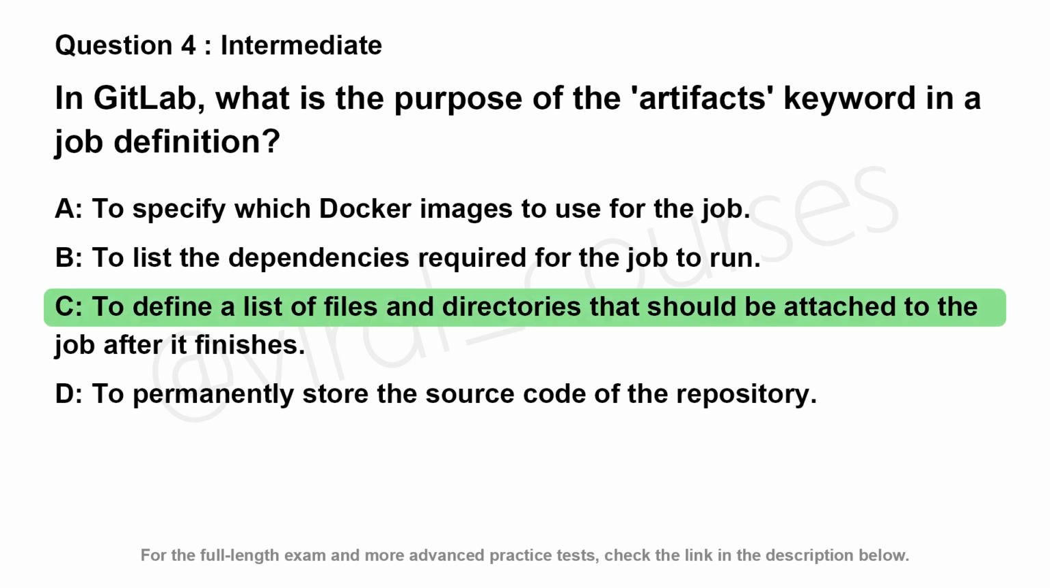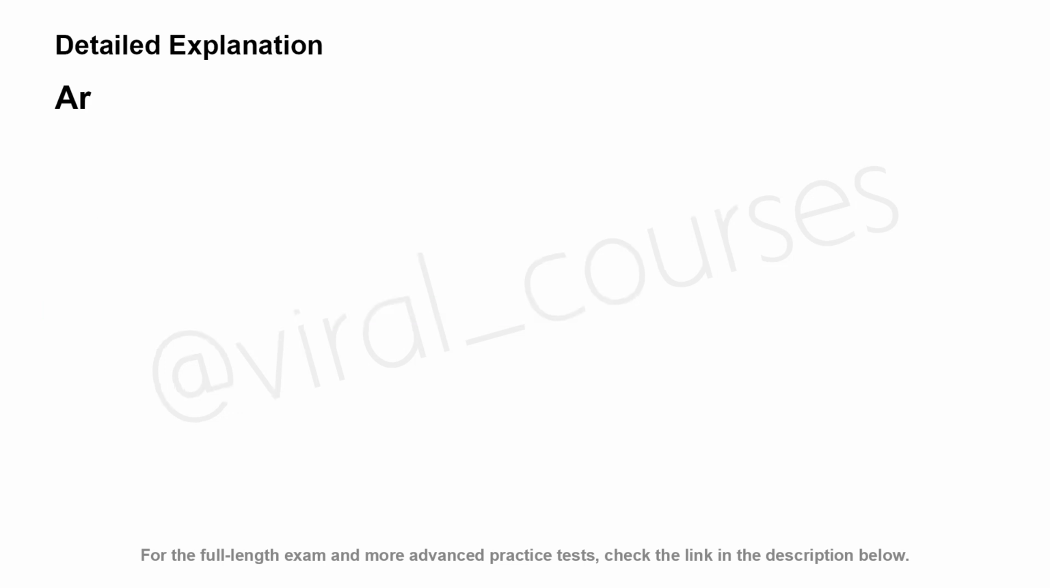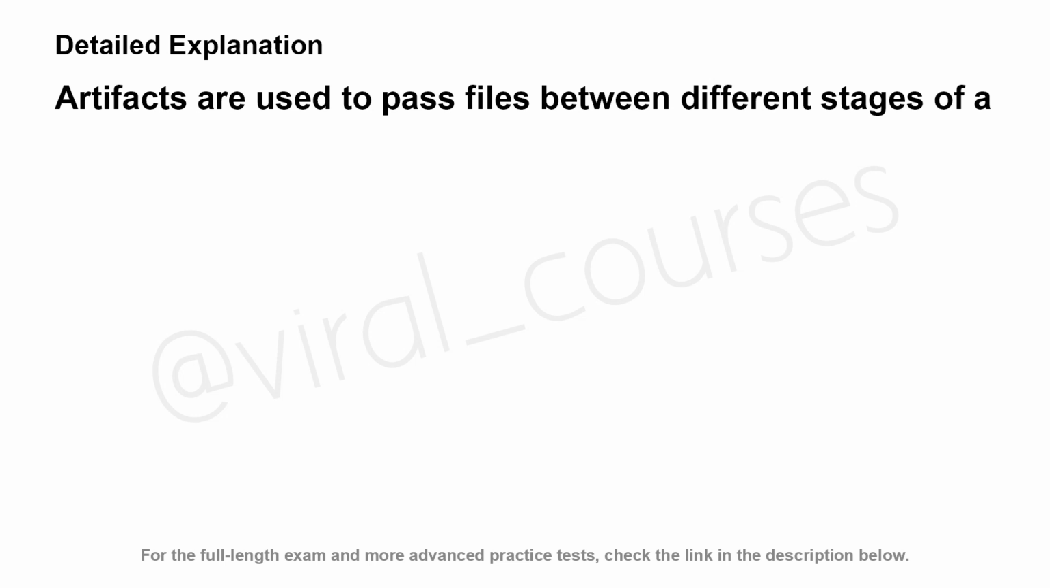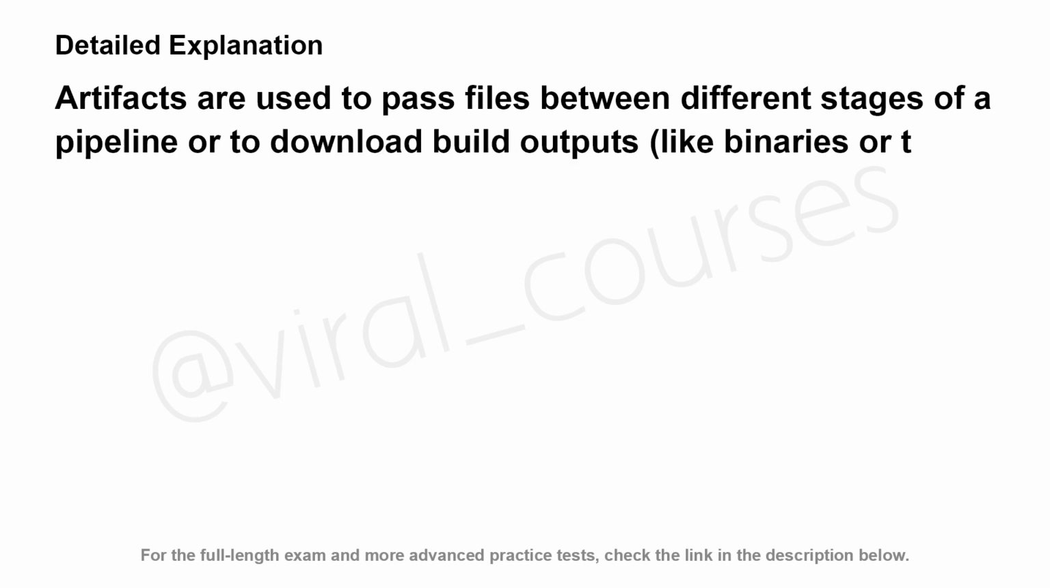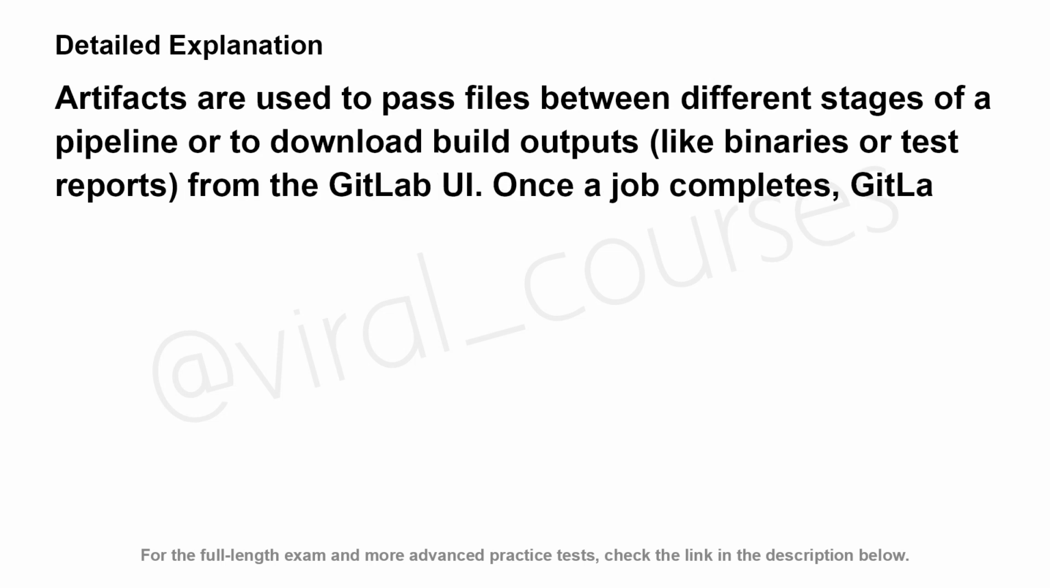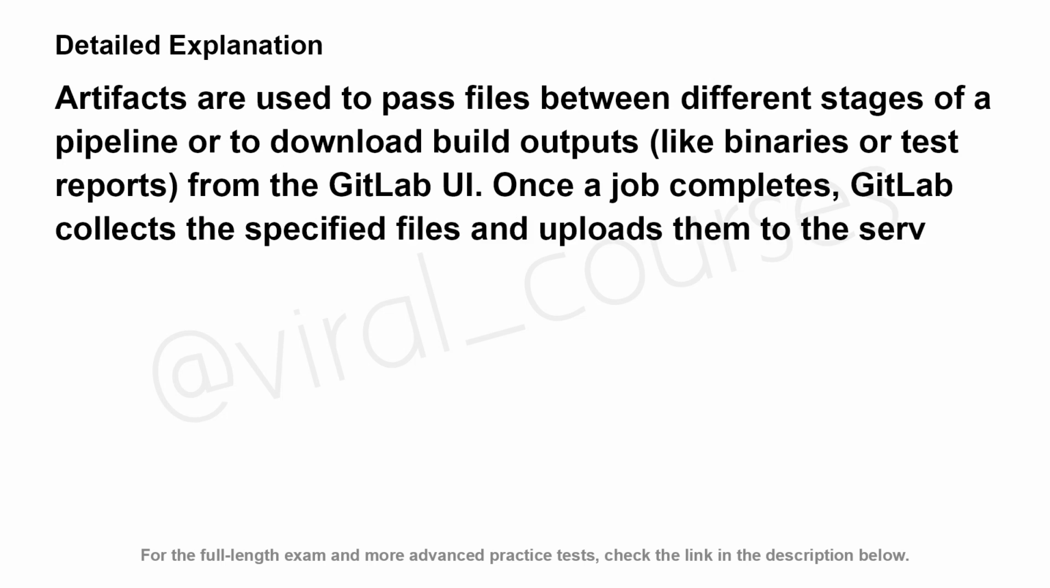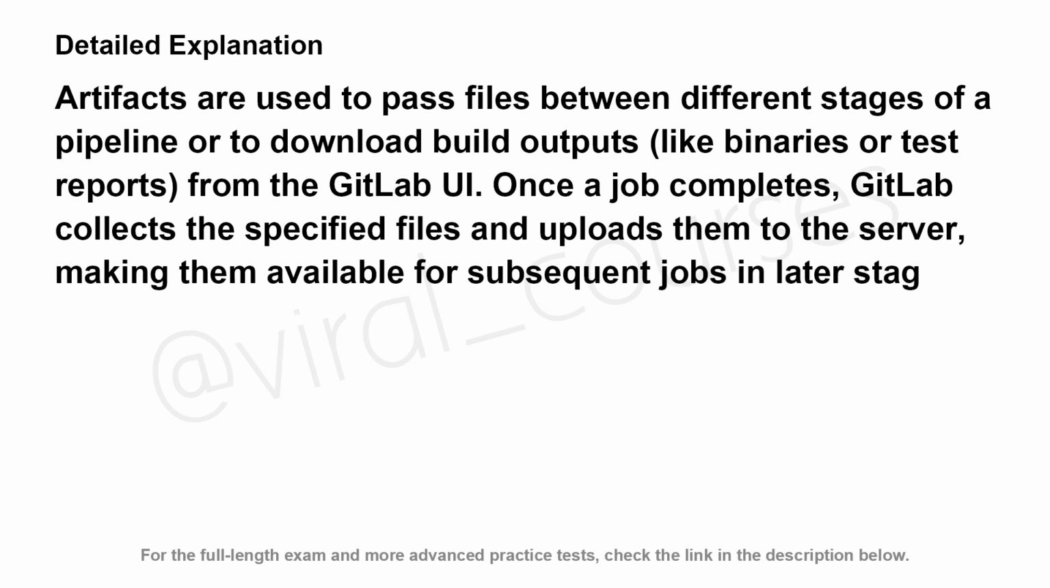The correct answer is C. Artifacts are used to pass files between different stages of a pipeline or to download build outputs, like binaries or test reports, from the GitLab UI. Once a job completes, GitLab collects the specified files and uploads them to the server, making them available for subsequent jobs in later stages.